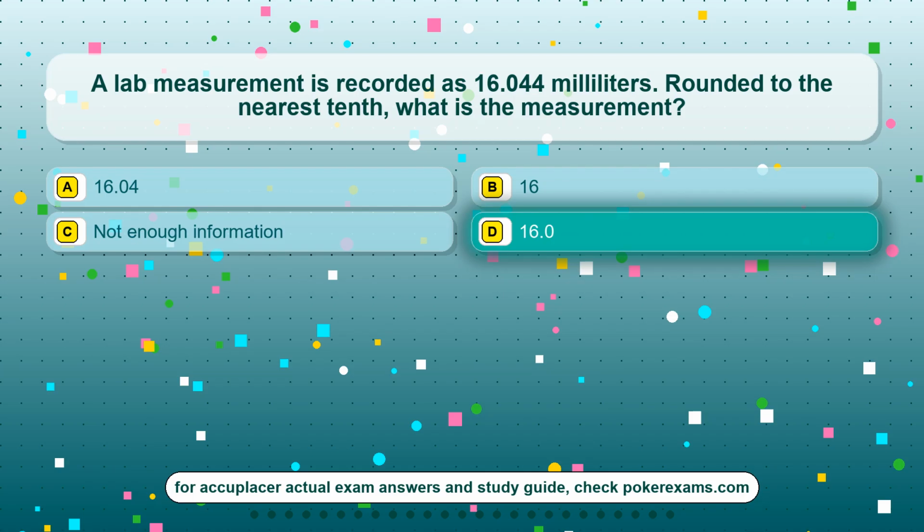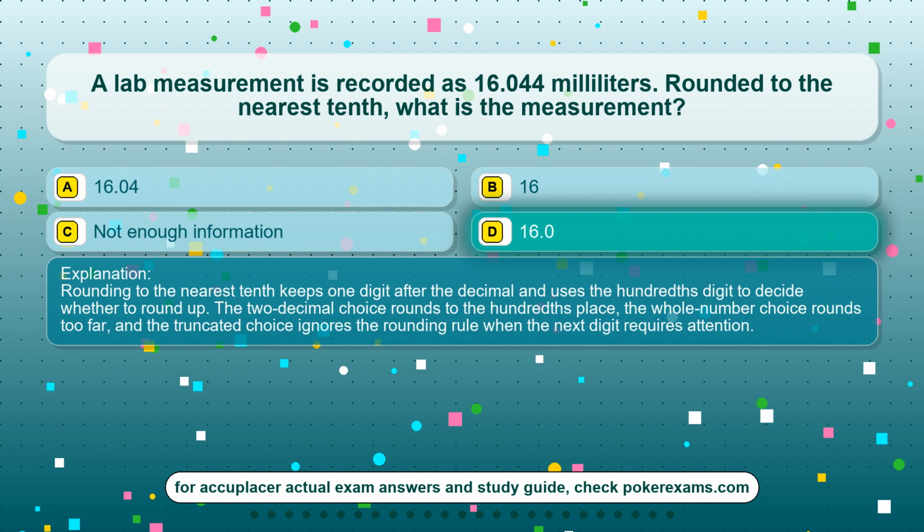The correct answer is option D. 16.0. Rounding to the nearest tenth keeps one digit after the decimal and uses the hundredths digit to decide whether to round up. The 2-decimal choice rounds to the hundredths place, the whole-number choice rounds too far, and the truncated choice ignores the rounding rule when the next digit requires attention.